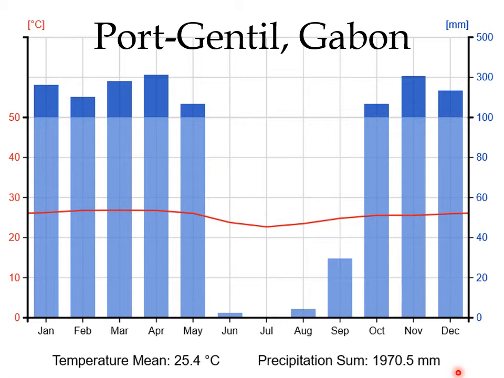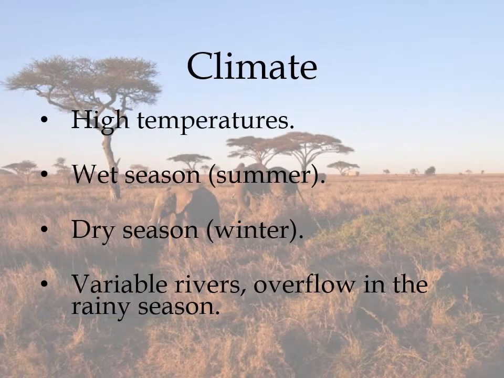They do not have difference between hot and cold, but they have difference between dry and wet. Depending on the part of the world we are, this dry season can be in summer, can be in winter, or can be in different moments of the year. So the climate has very high temperatures, a wet season, which is normally in summer, but this can vary, and a dry season, which is normally in winter, but again, this can change depending on our location.